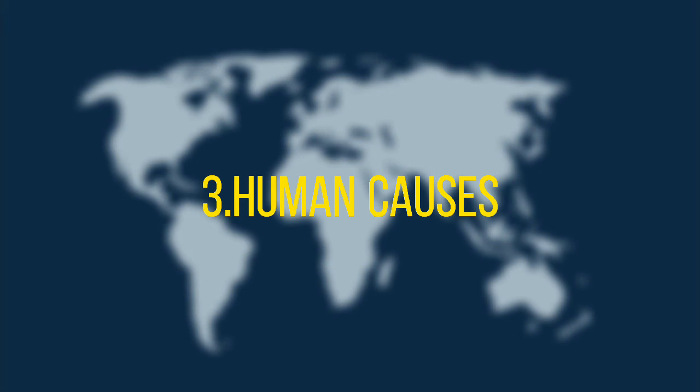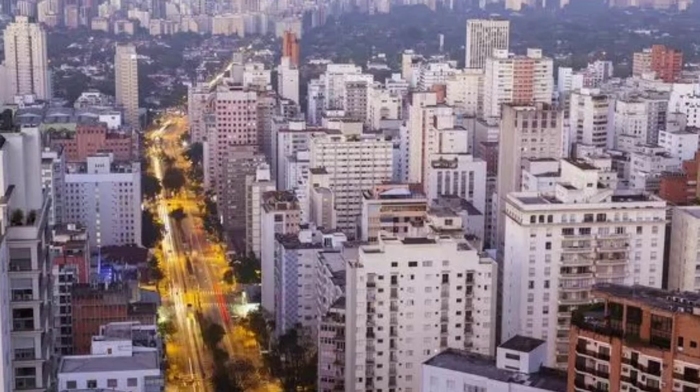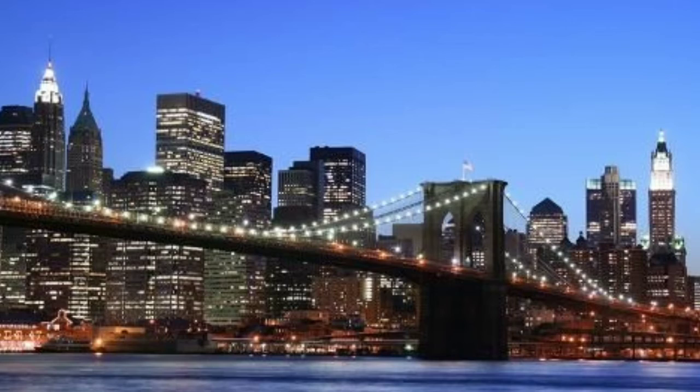Number 3 is human causes. The Earth has been changing for many years until now. It is still changing because of the modern lifestyle of humans. Human activities include industrial production, burning fossil fuels, mining, cattle rearing, or deforestation.